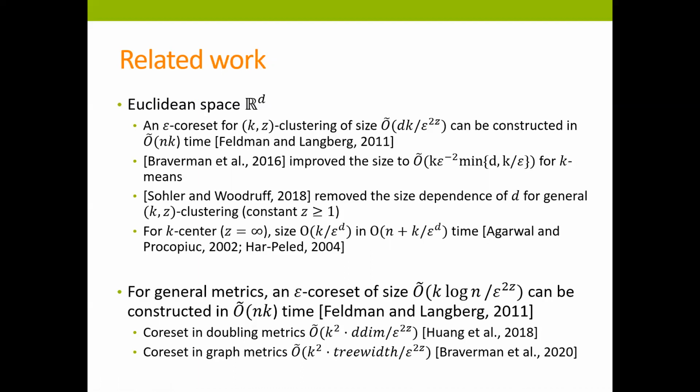There are some results for k-center as well. For general metrics, Friedman and Lemberg also provide an epsilon coreset, and note that the size includes a log n factor. In general metrics, we cannot get rid of this log n dependence. But specifically, in doubling metrics, the dimension dependence is the doubling dimension, and in graph metrics, the coreset size depends on the treewidth of the graph.